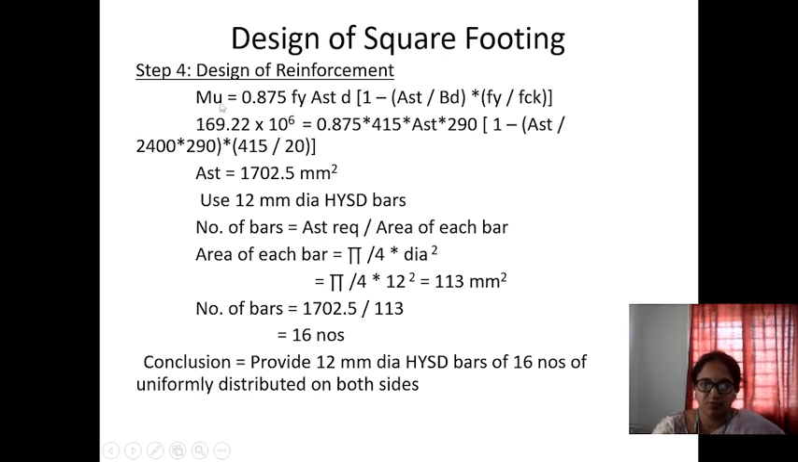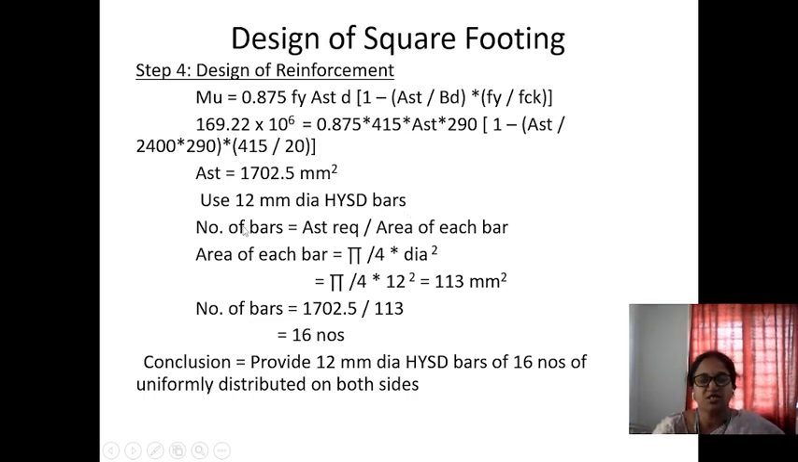This is the formula: Mu is equal to 0.87 Fy AST into D into 1 minus AST by BD into Fy by FCK. I substituted all the values here, and I got AST as 1702.5 mm square. Now I have assumed the bars, as in footings we know only 10 mm, 12 mm and maximum 16 mm bars are laid. So I have assumed 12 mm dia HYSD bars are used.